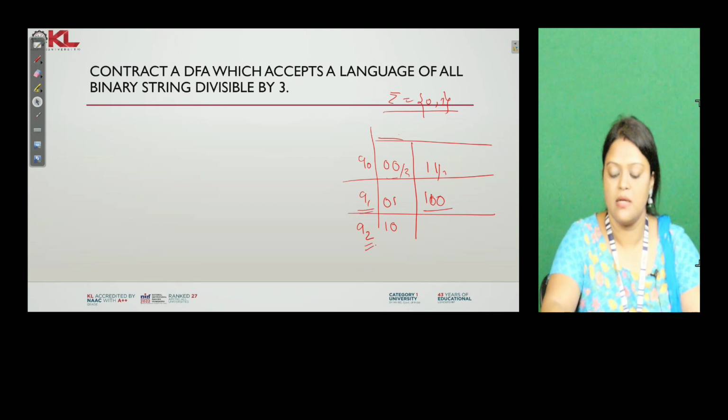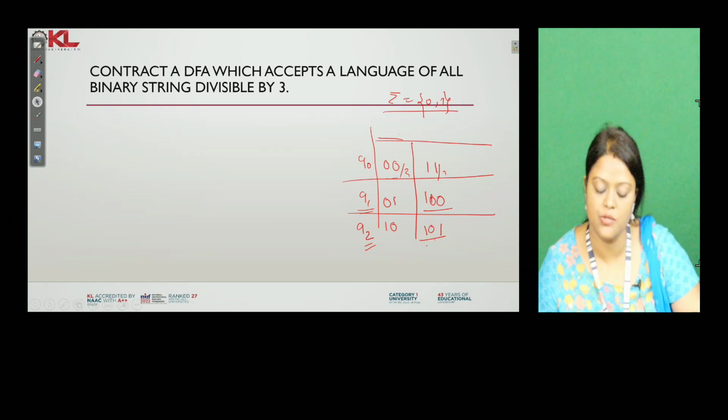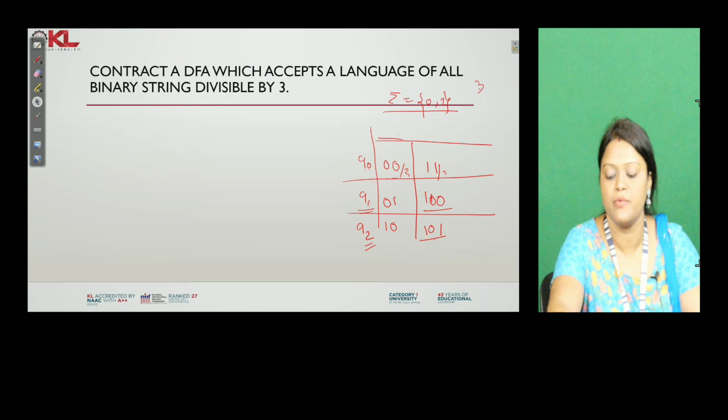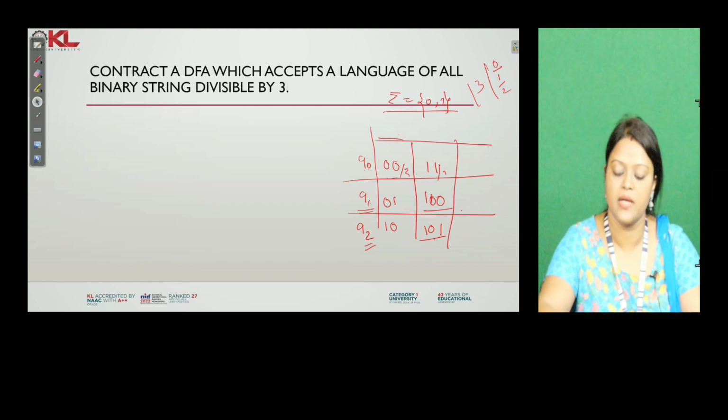And if it is 1 0 1, that is 5, that is also not divisible, and here we are dividing by the remainders 0, 1 and 2, because whenever we divide a number by 3, there will be 3 possible remainders, either 0 or 1 or 2. In this way we are dividing this number. The next number is 1 1 0, that is 6, next is 1 1 1, that is 7, then 1 0 0 0. In this way you can divide.